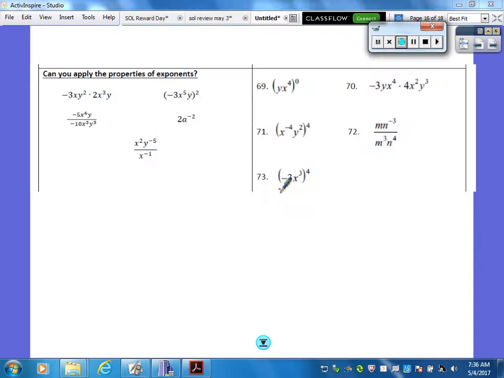Alright, properties of exponents. We've got one when you multiply, where you just multiply the regular old numbers like -3 and 2 together. That makes -6. But when you multiply your variables, the exponents are going to add. So if you have 1x here and 3 there, then you have 4 of them. If you have 2y's there and 1 there, then you have 3 of them.